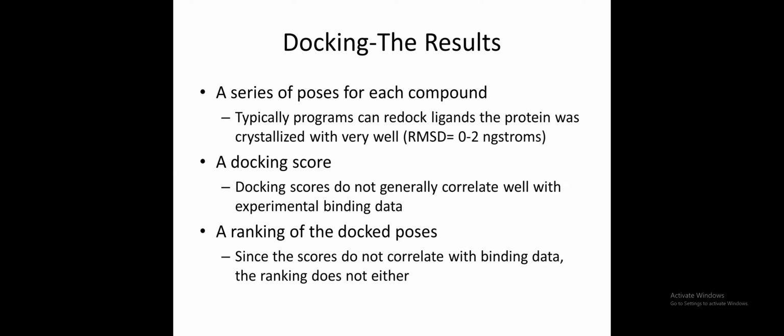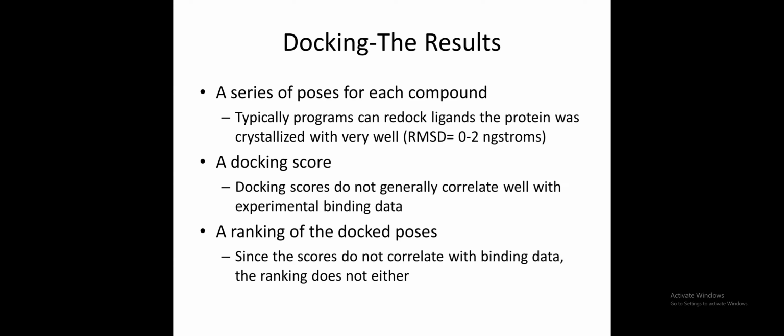What are you going to ultimately get out of that? A series of poses for each compound. Typically, programs can redock ligands the protein was crystallized with very well. So in some cases, you have proteins that are crystallized with a ligand, and usually the first thing you want to do is extract that ligand, because you know the answer here, and see if the program can redock it accurately within the active site. Generally, what you're going to see there for the root mean squared deviation is around 0 to 2 angstroms. Programs are generally able to do that.